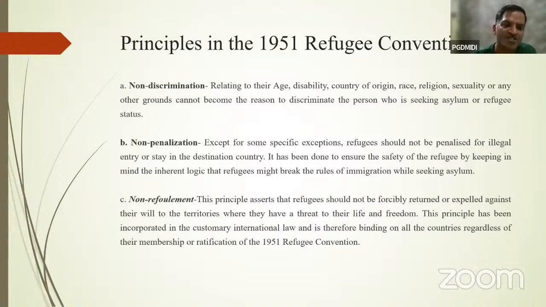When you talk about non-discrimination, there is always discrimination within a country also. But the refugee community faces a bigger challenge, because migrants within a country can deal with discrimination through legal ways. They will have state government support or some other support. But once refugees are discriminated against, their life is more vulnerable. So the Refugee Convention 1951 says not to discriminate against any community with regard to age, disability, country of origin, race, religion, sexuality, and other grounds.